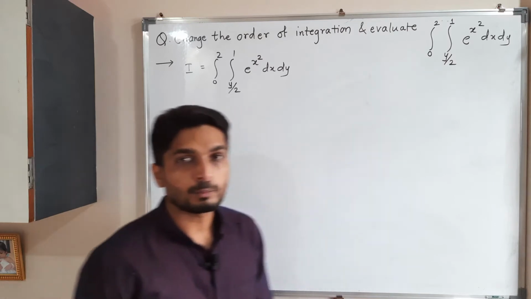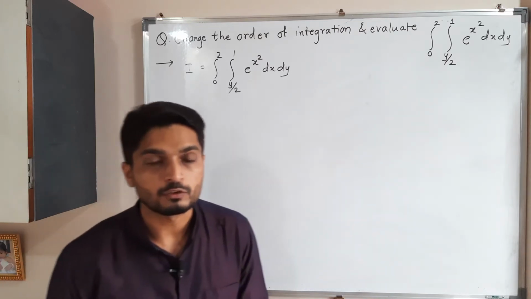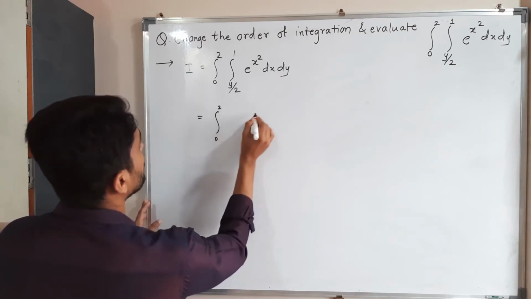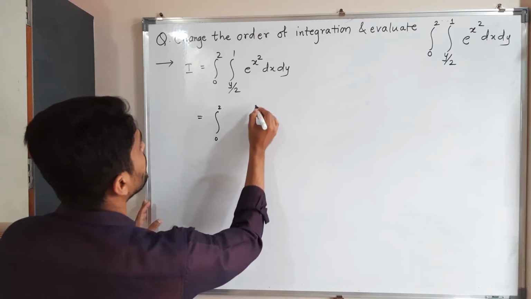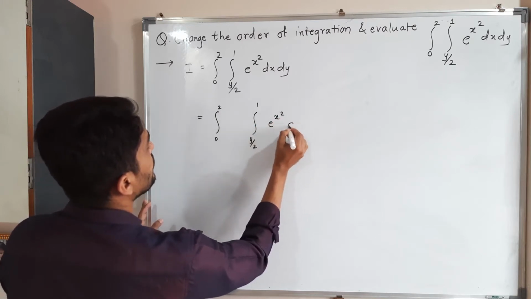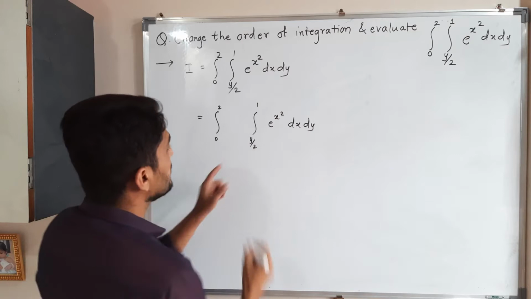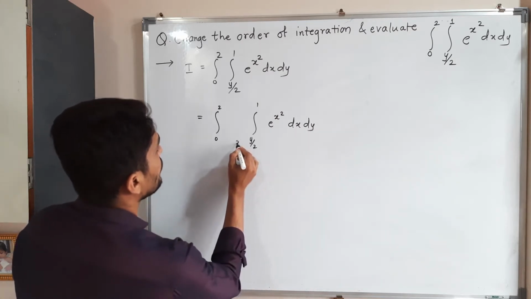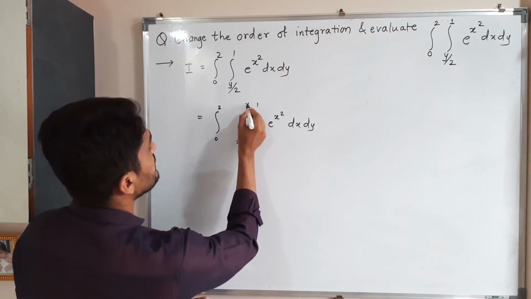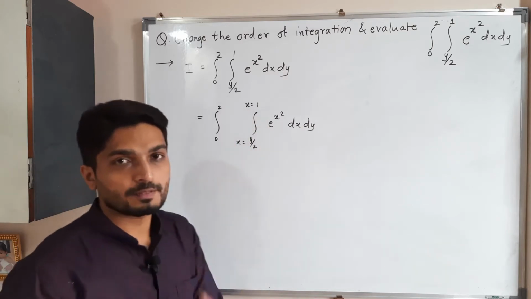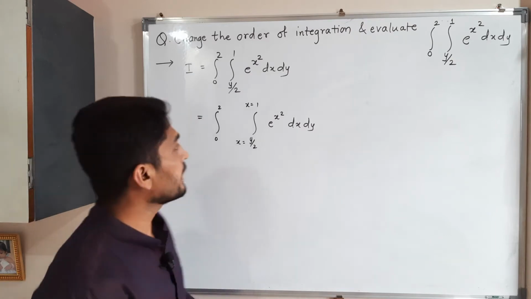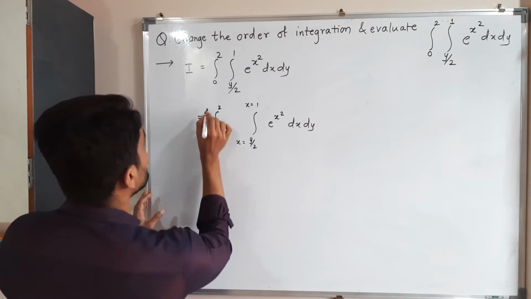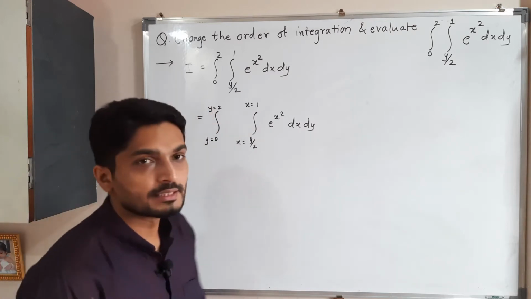First of all, I write the given integral. Already I have written here. So this is equal to integration 0 to 2, integration y by 2 to 1, e raised to x square dx dy. See, y by 2, that means y is involved here, so it is a function of y. So I'm writing x is equal to, obviously, here x is equal to. When we have a function of x here, we have to write y is equal to. So these are limits of x, and obviously these are limits of y. So y is equal to 0 and y is equal to 2. These are limits of y.